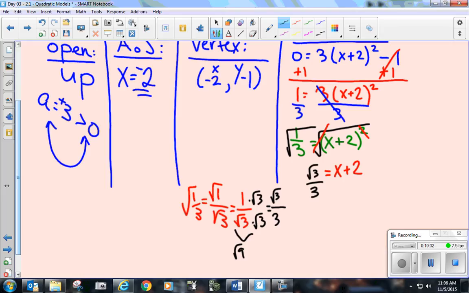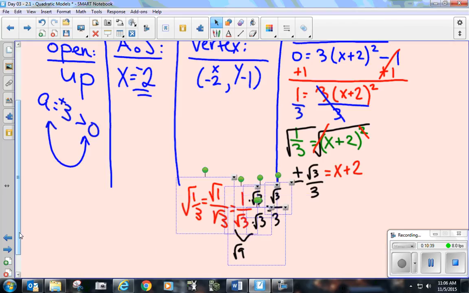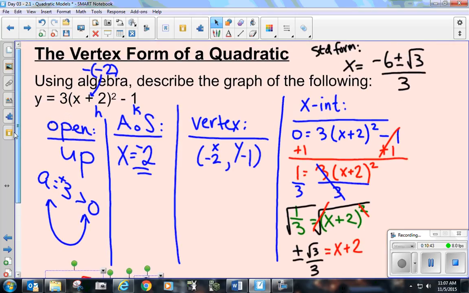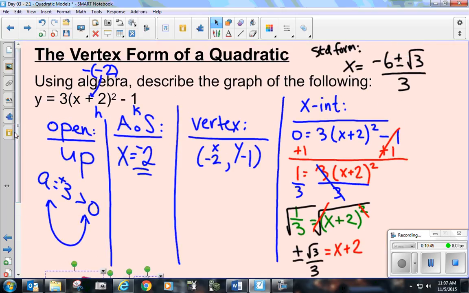I'll put the plus or minus. Okay? So this is what we have right here. I'll move that. Is it starting to look a little bit like this answer? It is. I mean, we got the plus or minus radical 3 over 3. So now we just got to do what to get the x alone?